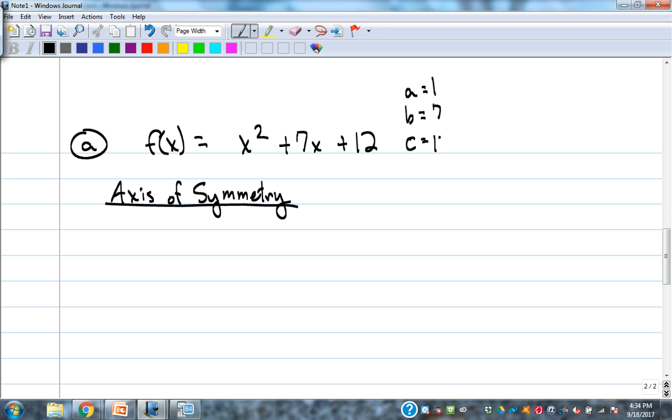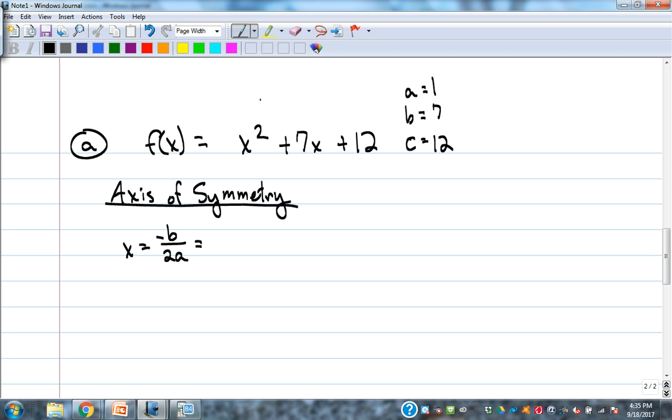And C? All right. So we know what A, B, and C are. So let's find the axis of symmetry. What's the formula for axis of symmetry again? X equals negative B over 2A. And you can put that to whatever tune you want. It's short enough you could get that easily.